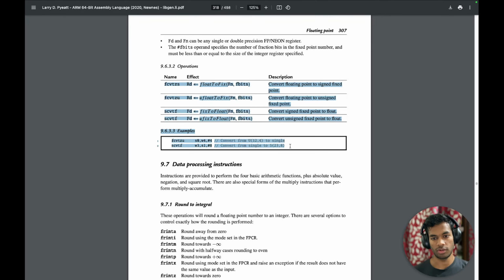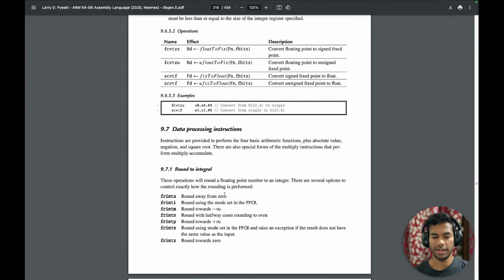And yes, the usual thing. So now we are going through just the commands, and then we will be using those commands later in the questions. Data processing instructions.